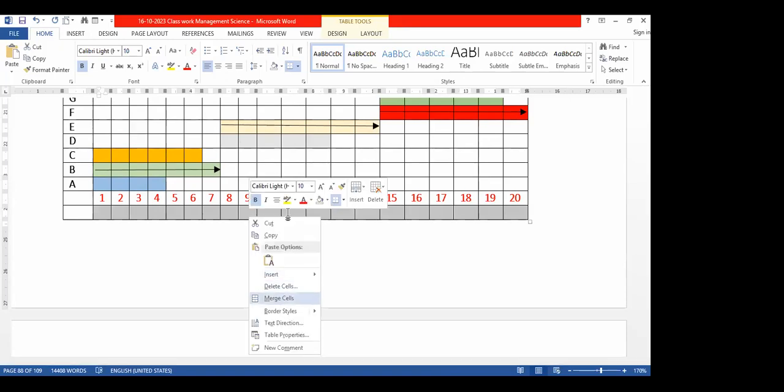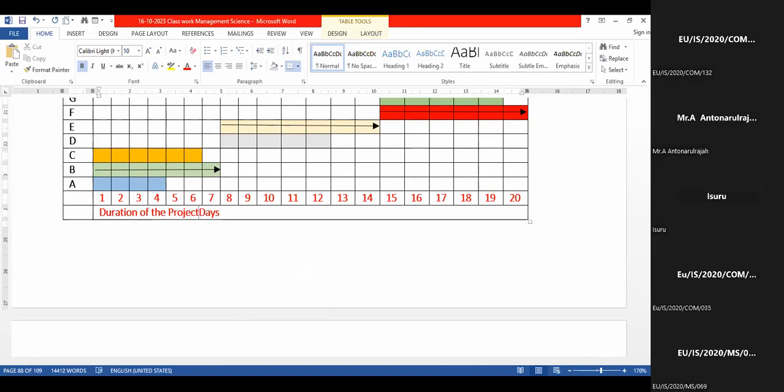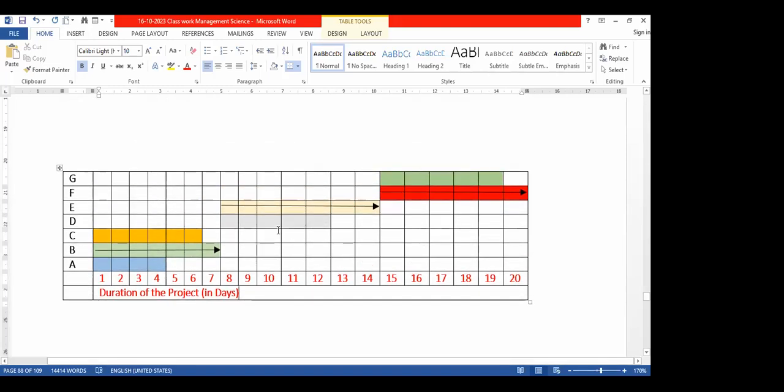This is days. That means durations of the project. Duration of the project in days, right? Same information. You see that one is a diagram, the other one I put in a table. The same information I put in the table, so you can easily understand the realities.